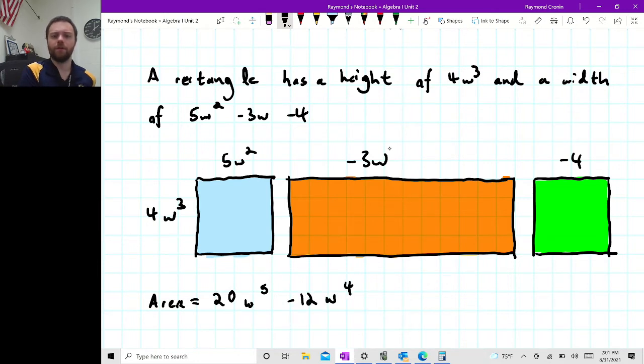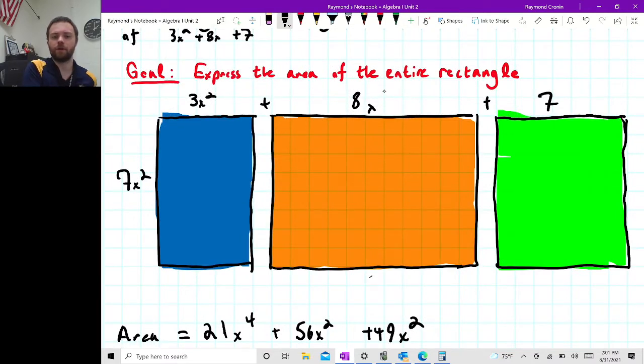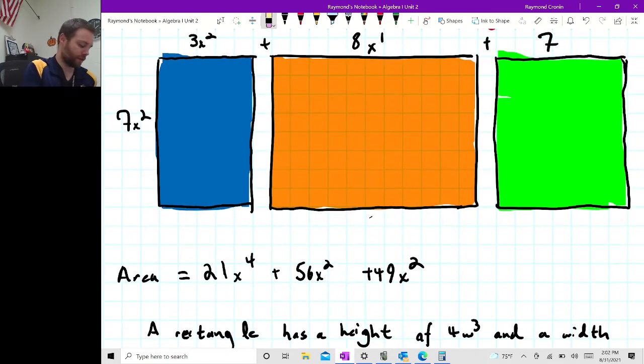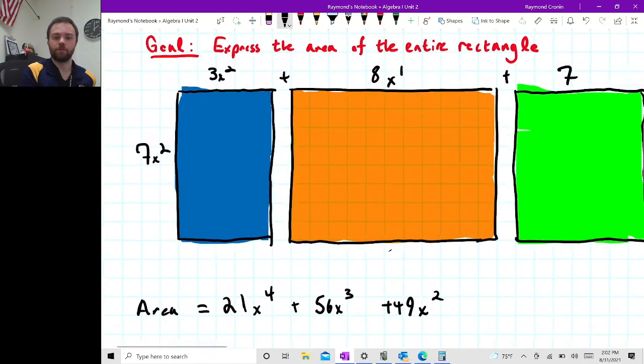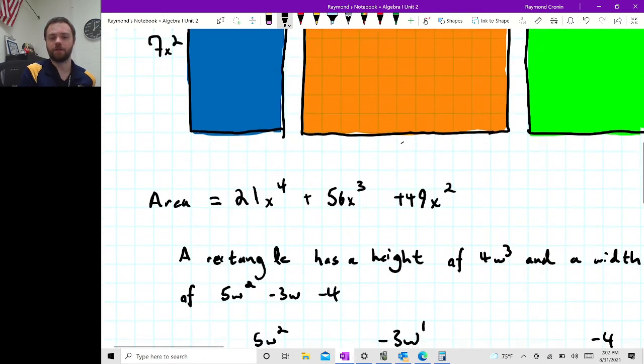And anytime you have a w alone, its power is understood to be 1. So if I didn't mention that, I meant to. Up here, x to the first, and that should be cubed, so let me fix that. Sorry, 56x cubed, 49x squared. 7x squared, x squared times x to the first, you add those 2 powers and you get x cubed.